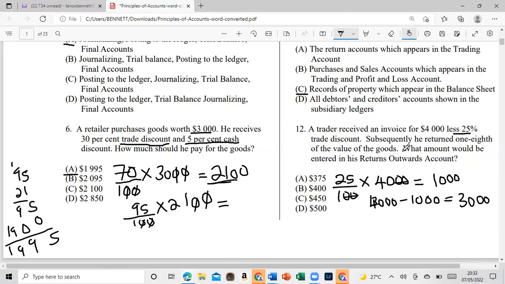All right, so it says subsequently you return 1/8 of the value of the goods. So that would be 1/8. 8 into this goes 3 times, and you only have 3, so we don't have to go any further. But you guys can work it down and see.